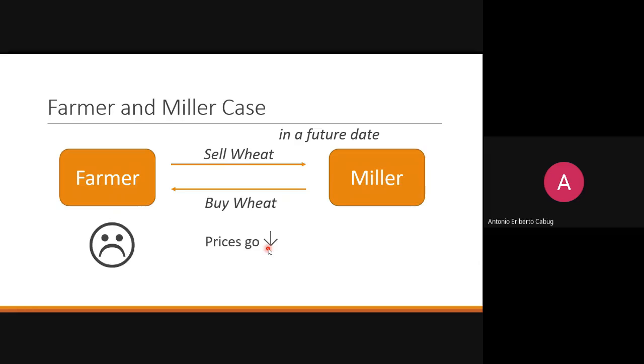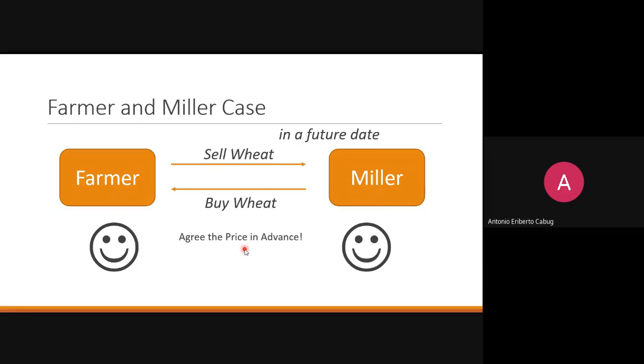We do not want them to be worried about the ups and downs of the price of the wheat. So that they will not be worried, the farmer and the miller can agree the price in advance. So that whether the price of the wheat will go up or will go down, it doesn't matter to them anymore because they already set the price of the wheat in advance. Hence, this is when the forwards were born.